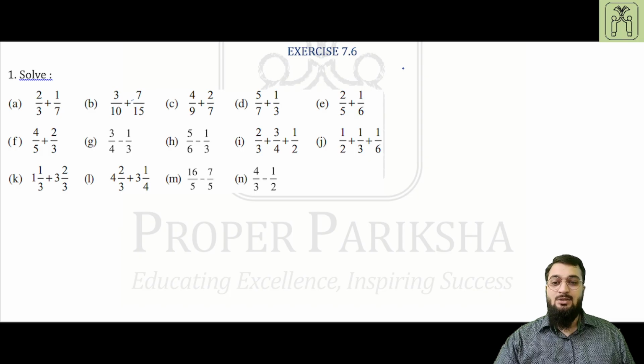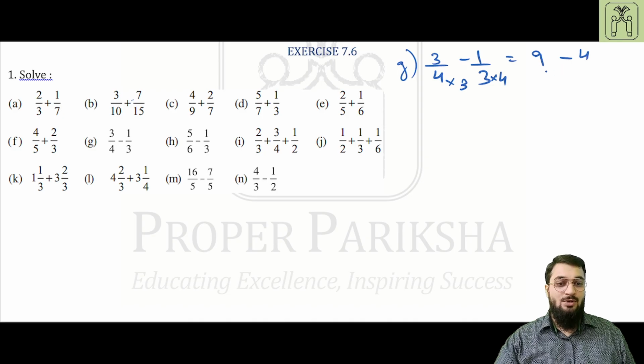इसमें क्या लिखा है? 3 upon 4 minus 1 upon 3. So I'll just write part G, 3 upon 4 minus 1 upon 3, and that will give you the LCM of 12, and that is into 3 and that is into 4. So this will be 3 into 3, that is 9, and 1 into 4, that is 4, with the common denominator of 12, and the answer will be 9 minus 4, that is 5 upon 12. That will be the answer.